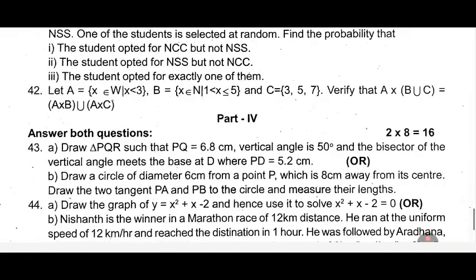42. Let A, B and C be sets. Verify that A cross (B union C) is equal to (A cross B) union (A cross C).